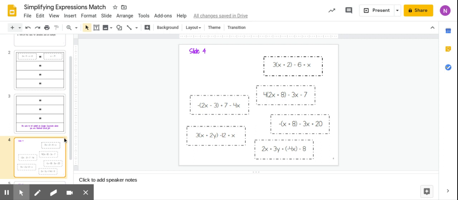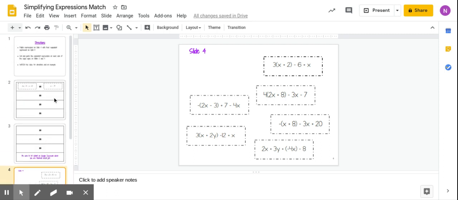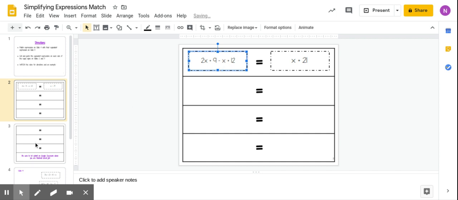slide 4, finding your equivalent expression on slide 5. All right, so that should pretty much sum up your directions. There are 7 problems for you to complete, right?